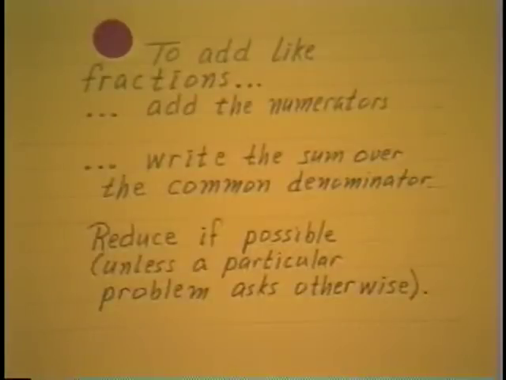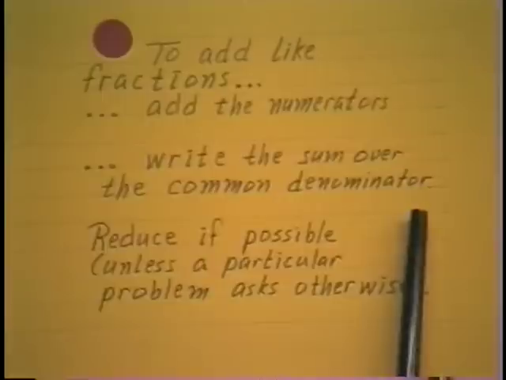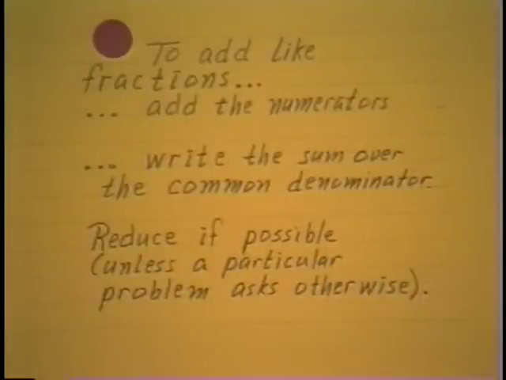Let's focus on that statement. To add like fractions, simply add the numerators. Write the sum over the common denominator and reduce if possible. Sometimes we'll ask you to leave it in that form, but generally we want you to reduce it.